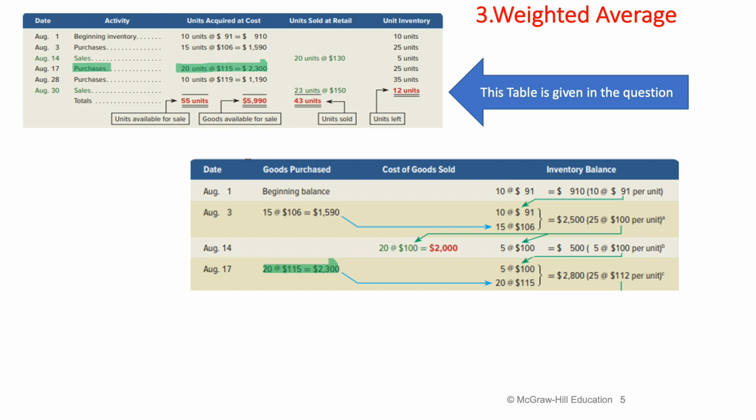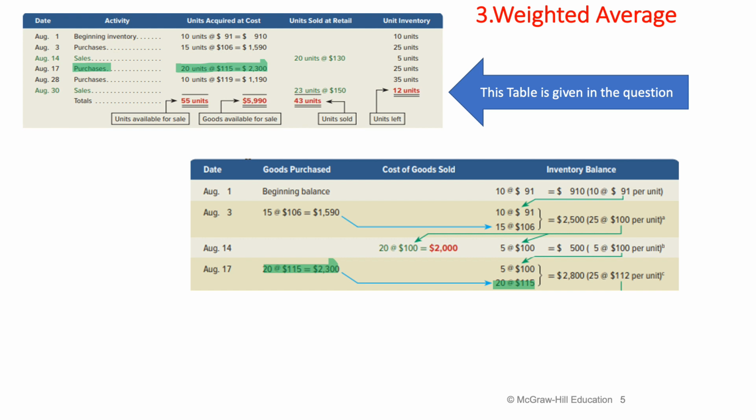Because the company did some purchases, it means that their inventory balance is also going to increase. I'm going to take the units balanced from August 19. So in August 19, I have 5 units multiplied by 100. I'm going to copy this and add my new purchases, which is 20 multiplied by 115. So when I take the total of both, the inventory balance will be 2,800.